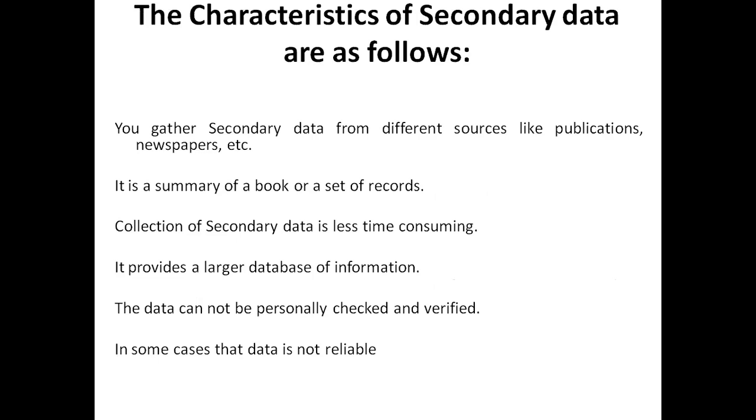So let us see the characteristics of secondary data. You gather secondary data from different sources like publications, newspapers, journals, internet, etc. So these are some sources of secondary data. It is a summary of a book or a set of records. Absolutely. A researcher or a person who collects the secondary data summarizes the entire information and prepares it in the form of a book or a set of records.